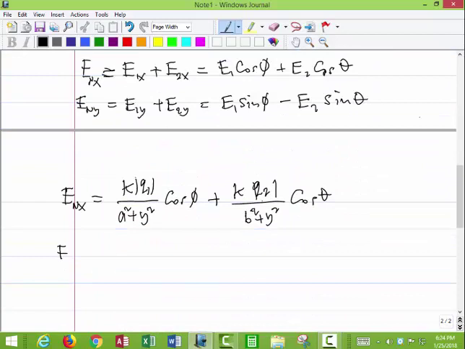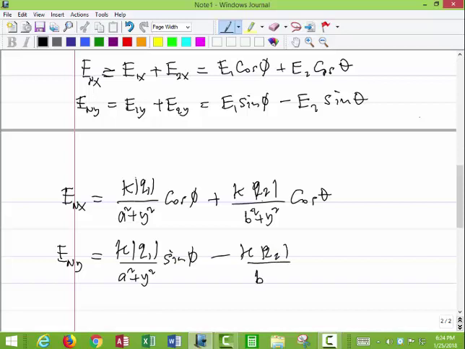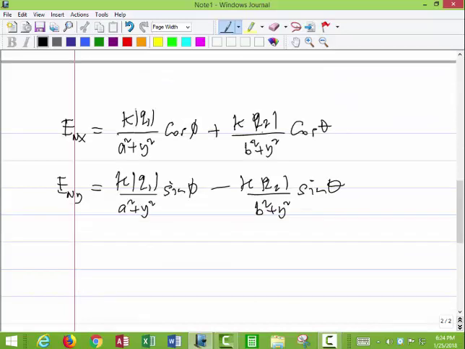And then for the Y component, En y, E1 is K Q1 over A squared plus Y squared, and this is sine phi, minus K Q2 divided by B squared plus Y squared, sine theta. So we've got the total X component of the electric field, and we've got a total Y component also. And we can say that by symmetry, let's do it this way. Let me start off this way.